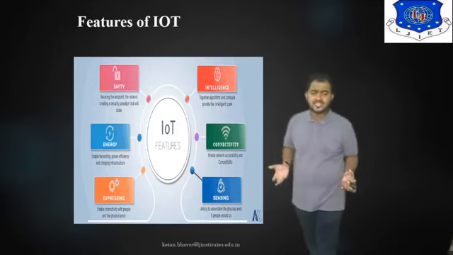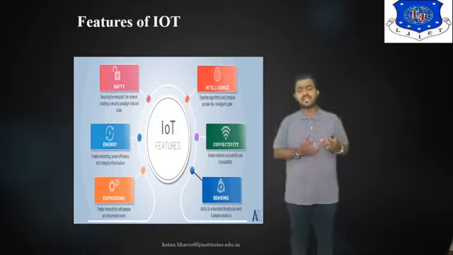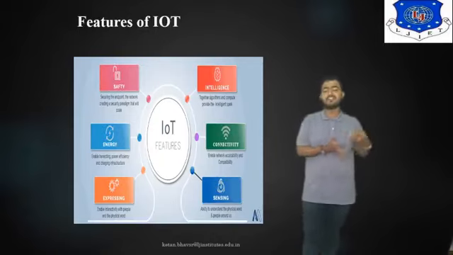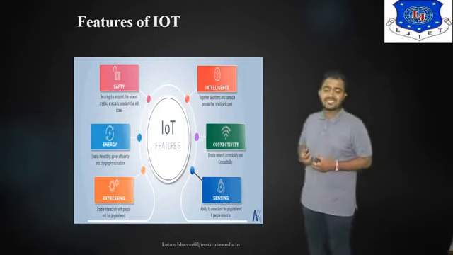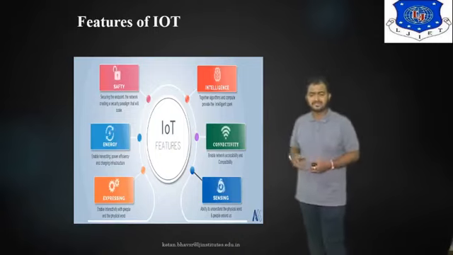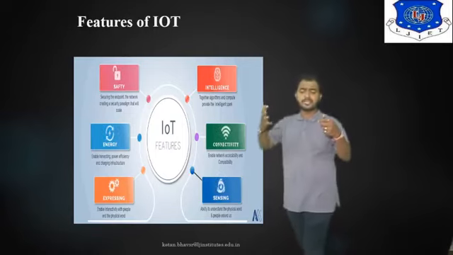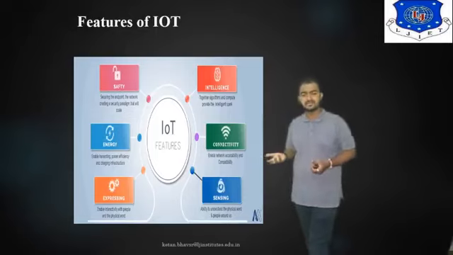Then it saves your expenses. Definitely it saves your expenses. If your device becomes damaged, it will give you a notification: please repair it before it breaks. So ultimately it saves your expenses. Energy optimization saves electricity. If there is no one inside the room, you can still operate the devices. You add the intelligence. Fine.